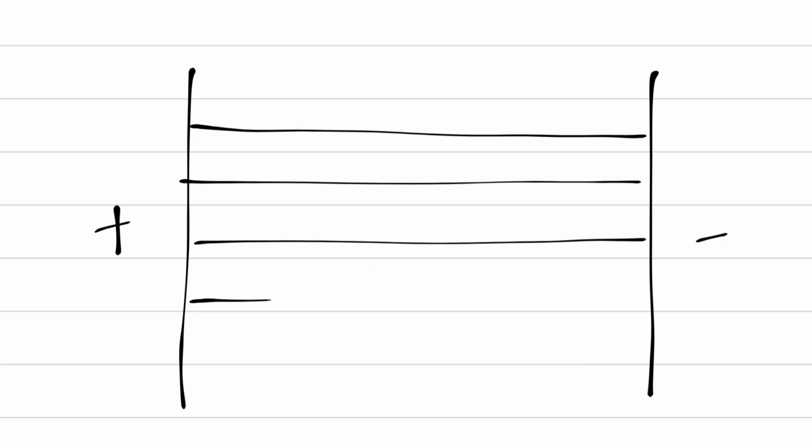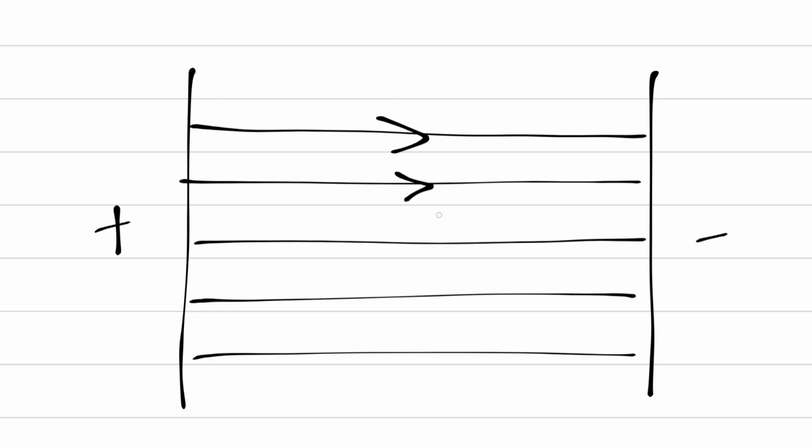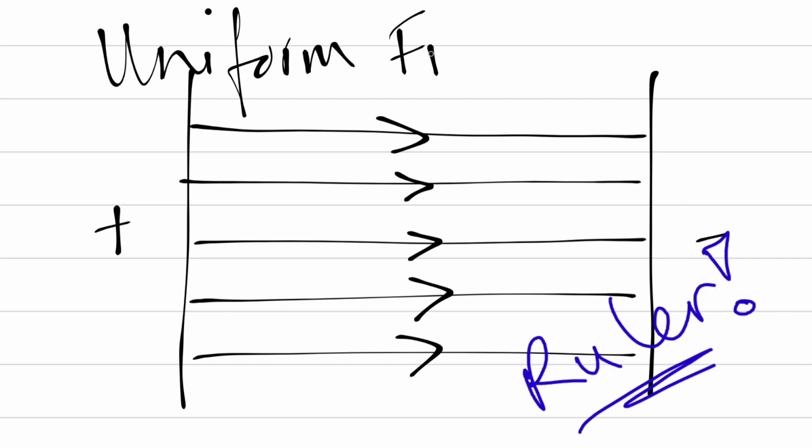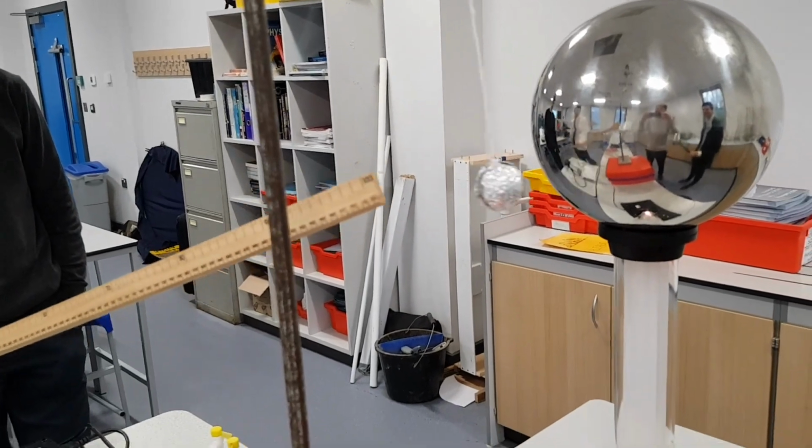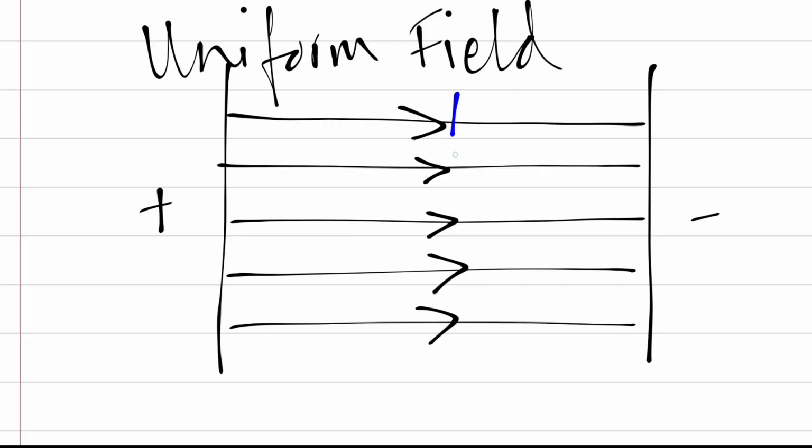The other type of field that you need to be familiar with is perhaps a bit easier. It's a uniform field, and this is typically going to be between two charged plates. And here you're going to need to draw several, at least four probably, field lines which are all parallel and all equally spaced. But again, it's important to get those arrows in the right direction, the direction of the force on a positive charge.